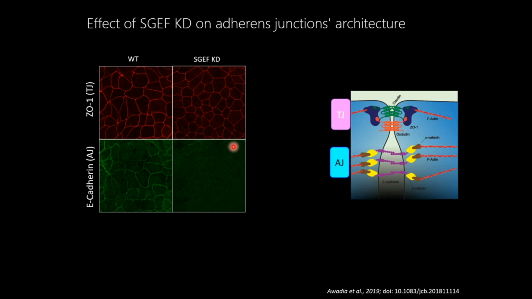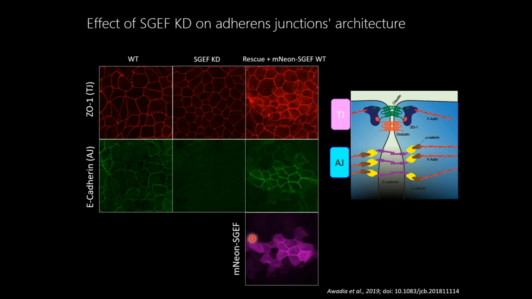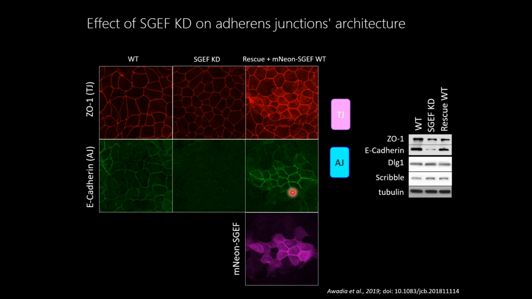Now, again, we do the same experiment. If we rescue with the expression of SGEF, what we can see, for example in this little island that re-expresses SGEF, is that E-cadherin is very nicely restored, only in the cells that re-express SGEF. In the cells that do not re-express SGEF, it's not restored. So this is very specific to the expression of the SGEF protein. So what does that mean?